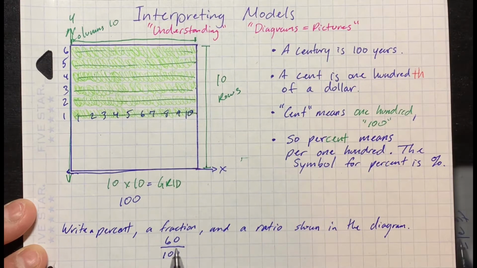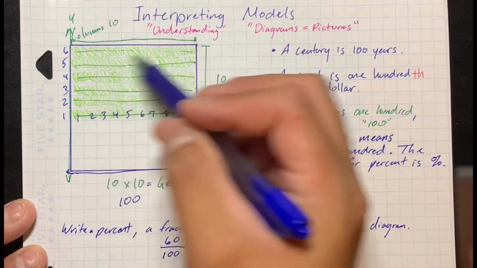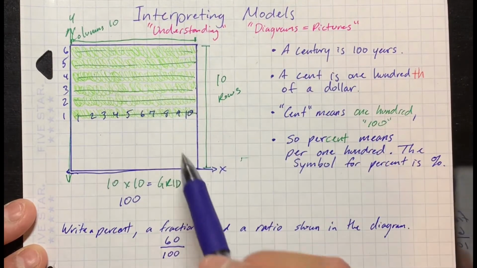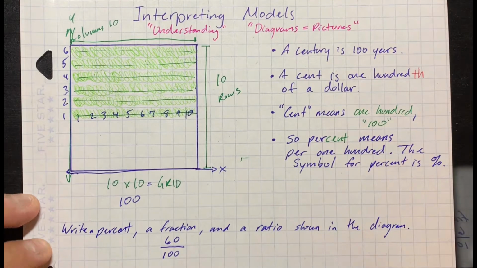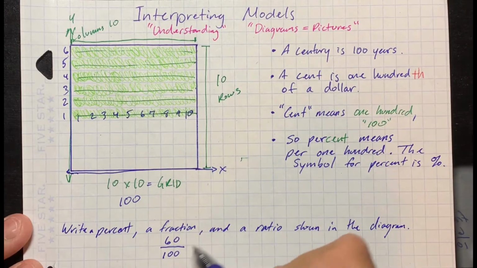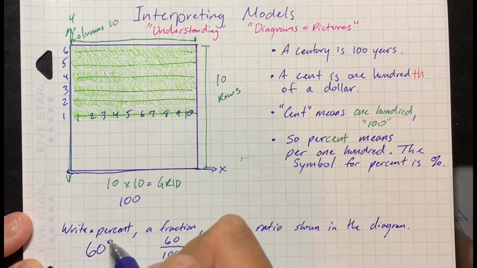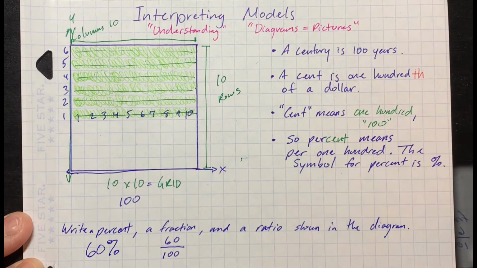So this is going to be as a fraction. 60 is your numerator. There are 100 total units within this 10 by 10 grid, so that's your denominator. Now we're going to write 60 over 100 as a percent. 60 over 100 is going to be 60 percent. Remember, percent means per 100.